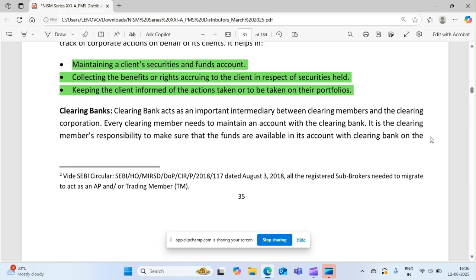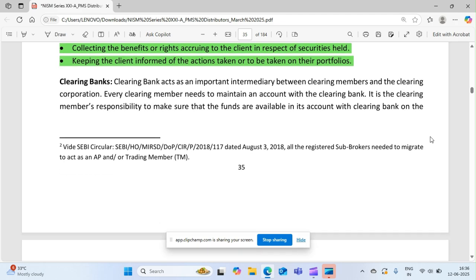Then we have clearing banks. Just as depository keeps shares, clearing banks keep money. They open account with the clearing corporation.